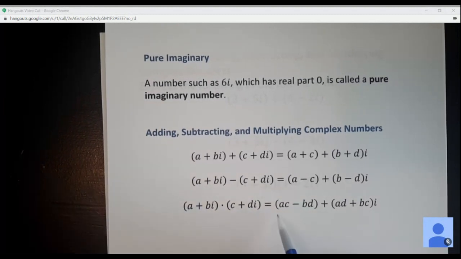Again, I wouldn't stress too much about knowing this formula, because you're pretty much just going to take what we've got here, you're going to use FOIL, and then you're going to combine like terms and simplify. Okay, so just anytime you're adding or subtracting, combine like terms. Anytime you're multiplying, use FOIL, and then we'll simplify from there. Okay. Any questions on that slide?